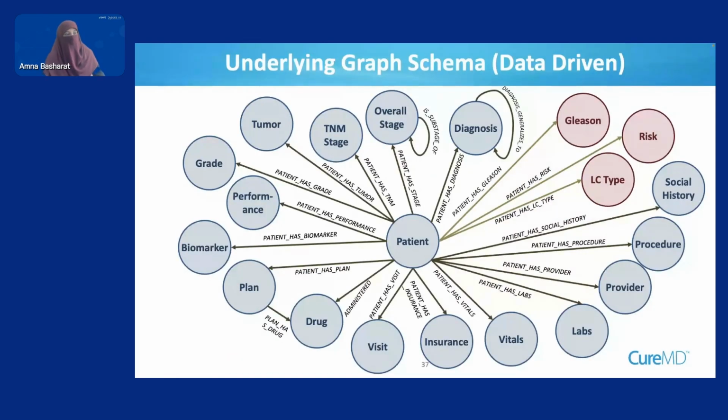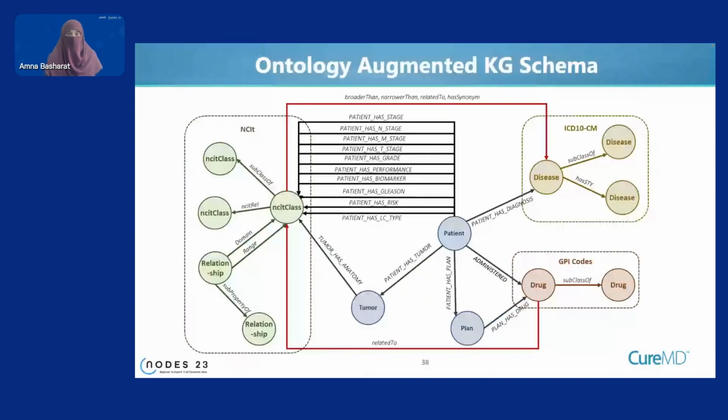And gradually, once we developed more confidence with working with the graph, we were able to add more information such as the labs, the providers, procedures, even social history, vitals, visit information, and so on. So this was what we were doing, primarily focused on data. But as I mentioned, we also augmented the knowledge graph using the ontologies.